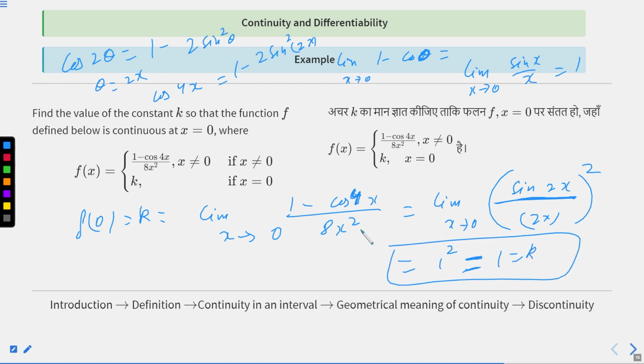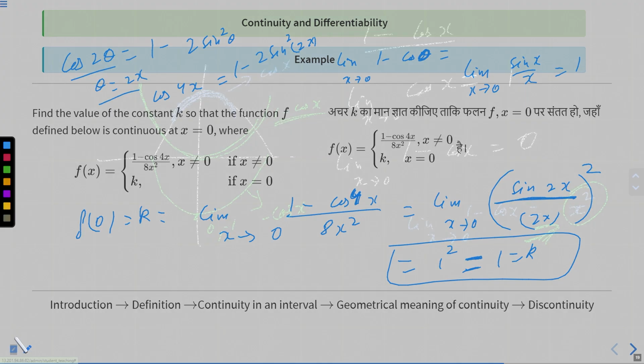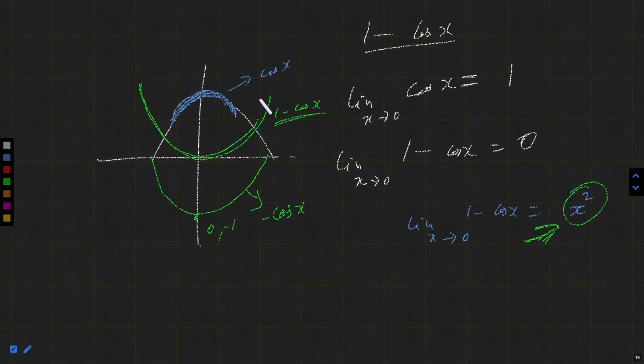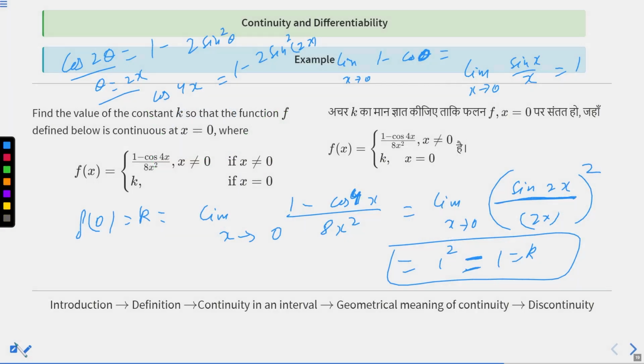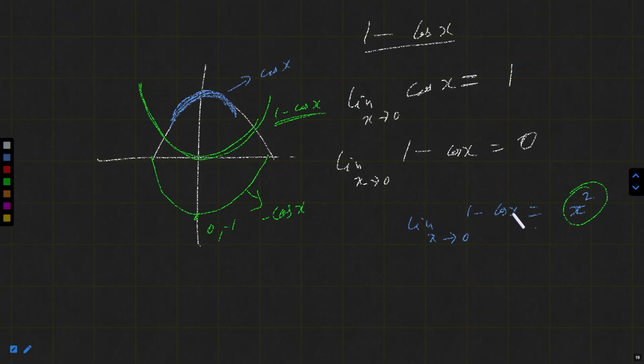This means k must be 1. Okay, I hope that it is clear to you. By using this information, we use this identity. What if we try to evaluate using this concept also, that it is x square? Then what will happen? This is for just x. What if we talked about 4x? Yes, we are having 4x.